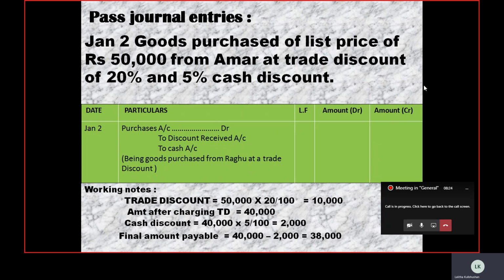Okay children, now let's substitute the amounts in the journal entry. Purchases means the list price excluding the discount, or the list price minus discount will be shown in purchases. So that's the reason we will take it here as 40,000. And the discount received we just calculated is how much? 2,000. And the final amount out of 40,000, after reducing the discount, how much are we supposed to pay? That is 38,000.